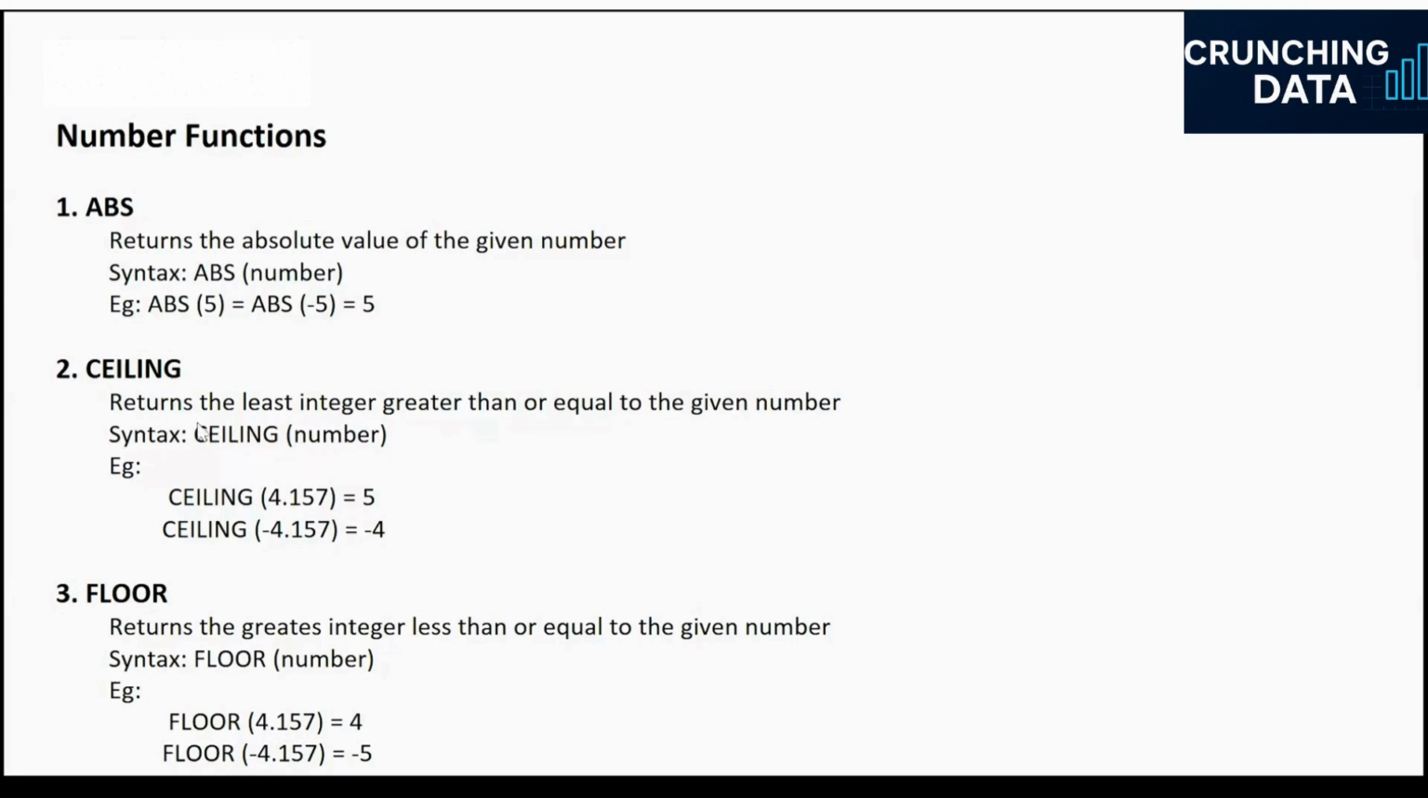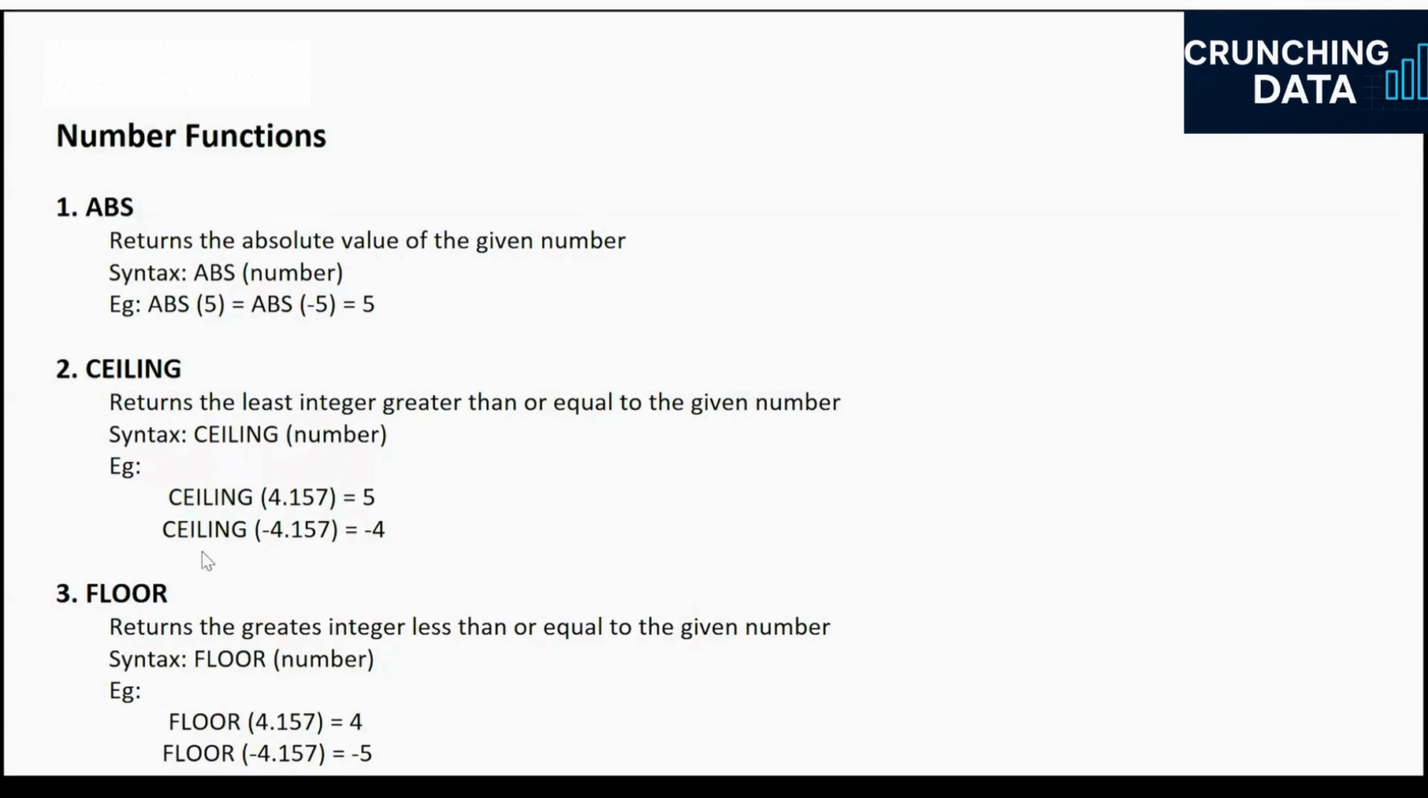The next one is the ceiling number. Ceiling returns the least integer greater than or equal to the given number, which means it gives you the maximum of that value, whatever value you are providing. For the example over here, in the ceiling function, I have given the value as 4.157. Since we know 5 is greater than this value, it slowly tries to go towards 5, and as it has crossed 4, it would give you the value as 5.